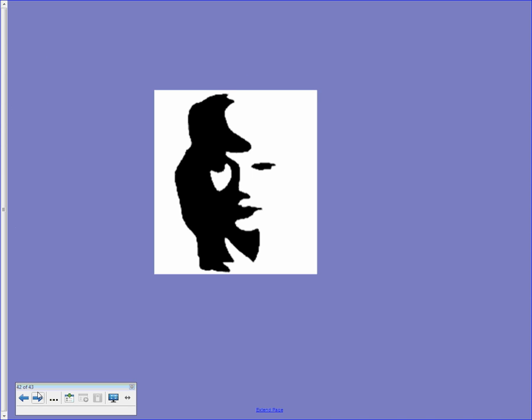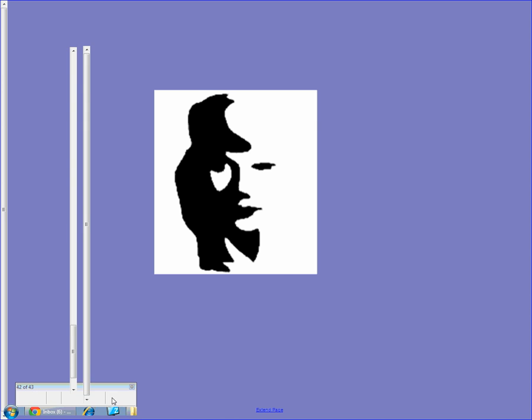Optical illusion, do you see a woman's face or a saxophone player? Go ahead, write down some questions and we'll go over them tomorrow.